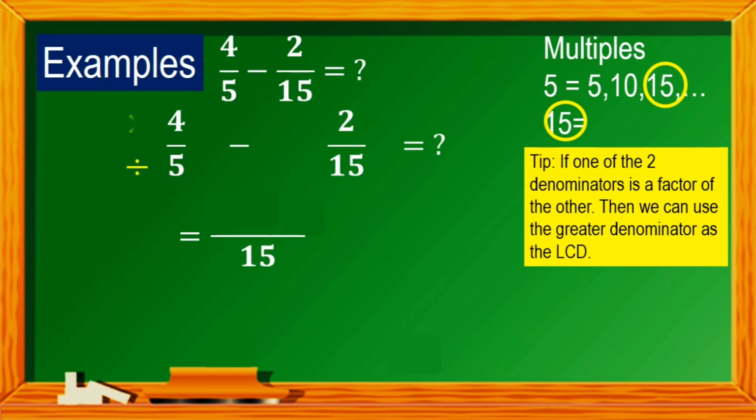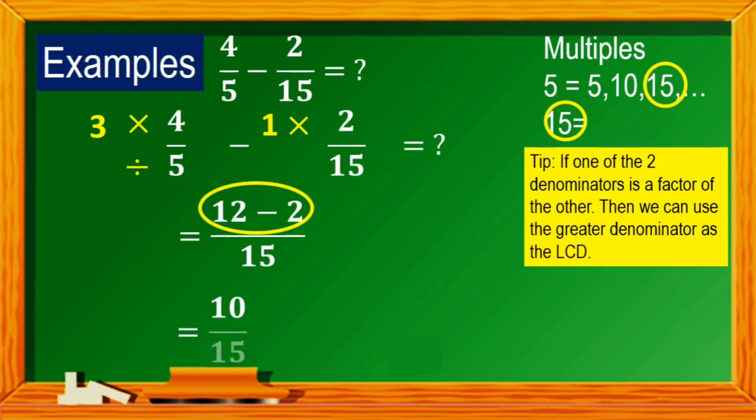15 divided by 5 is 3, times 4 is 12, minus 15 divided by 15 is 1, times 2 is 2. Or, you can simply retain this fraction since its denominator is not changed. 12 minus 2 is 10. Copy the denominator 15. We got 10 over 15.